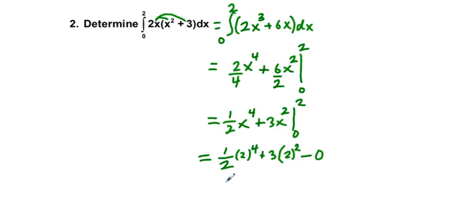So 1/2 of 16 is 8. So we have 8, and 3 times 2 squared, well, 2 squared is 4. So we have 8 plus 12. So our answer here is going to be 20. Okay, so that is our answer. And this one should not have been too hard.